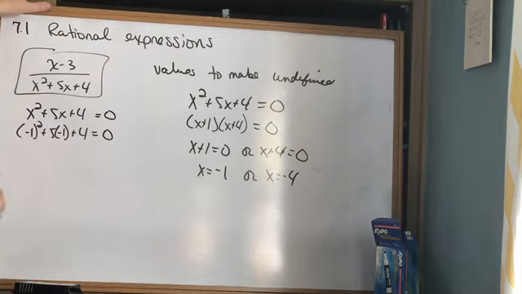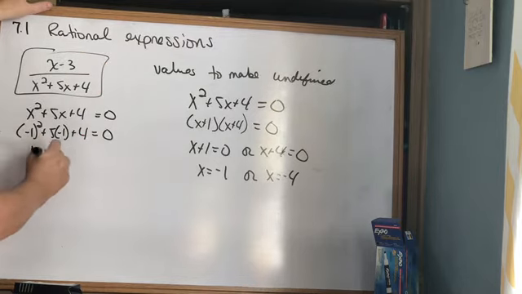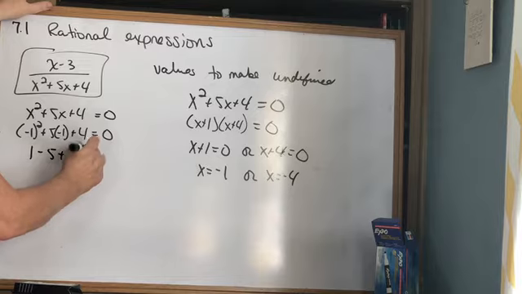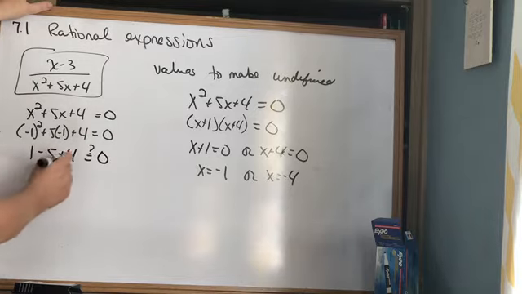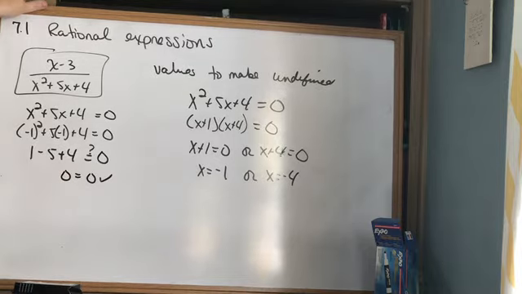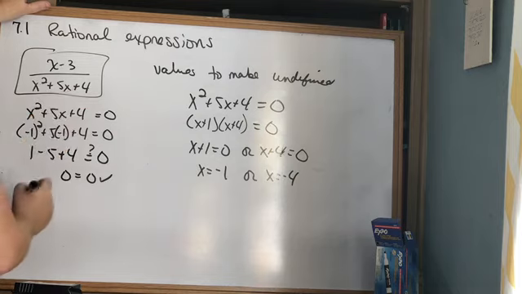That's our first rational expression. So this would be 1 minus 5 plus 4. Does it equal 0? Well, 1 plus 4 is 5. 5 minus 5, that's 0 equals 0. Yes. So I don't ever want to use negative 1 because it makes the denominator equal to 0. Let's try the other one here.